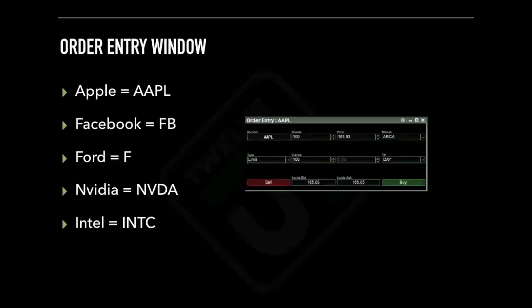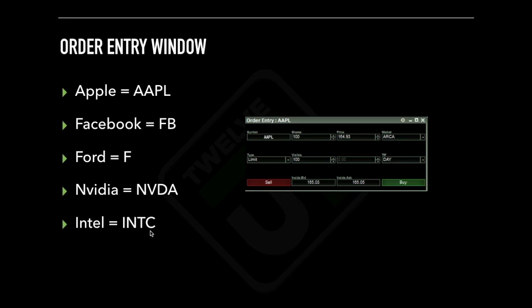Once you log into the software, you're able to choose which stocks you want to trade by typing in the stock symbol. The symbol is an abbreviated form of that company, and this symbol is completely unique to that specific company. So Apple symbol is AAPL, Facebook symbol is FB, Ford is F, NVIDIA, NVDA, Intel, INTC, and all publicly traded companies are assigned an abbreviated symbol, and that's what you're going to use to search and identify stocks.